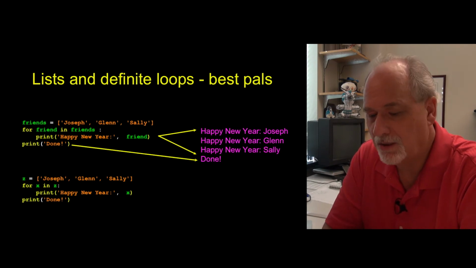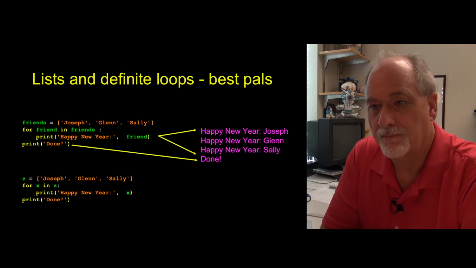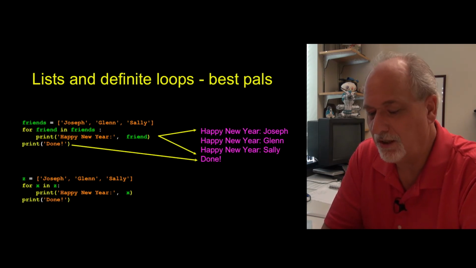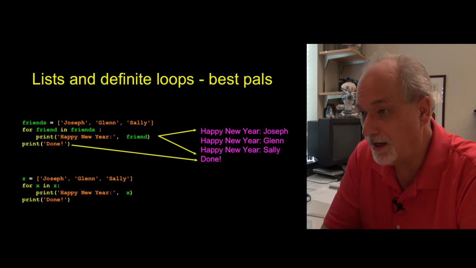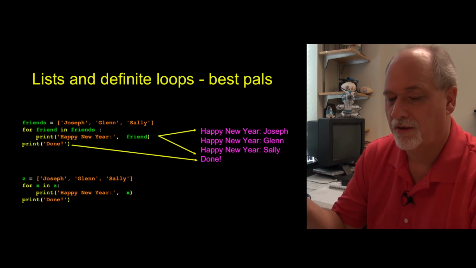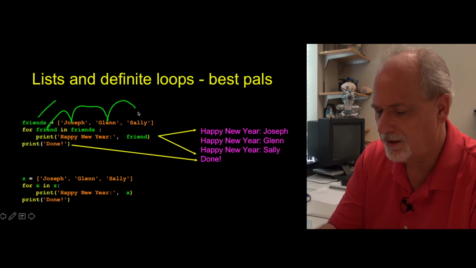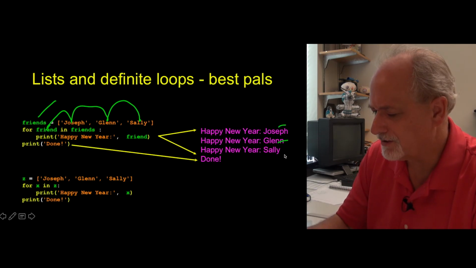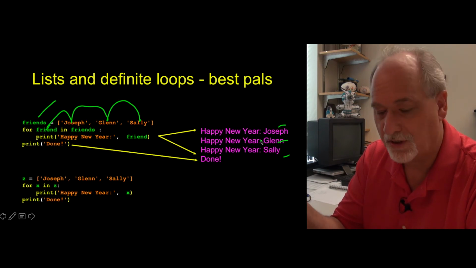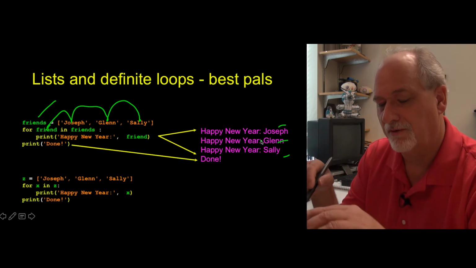So the for statement has been something we use with lists, and when you just need to iterate through the list and go through every item in order, the for is a great way to do that. So friend is our iteration variable, friends is our list variable, and so that says friend is going to successively take on the value Joseph, Glenn, and Sally and print out Happy New Year, Joseph, Glenn, and Sally. It runs 3 times, once for each of the values, and the iteration variable advances.